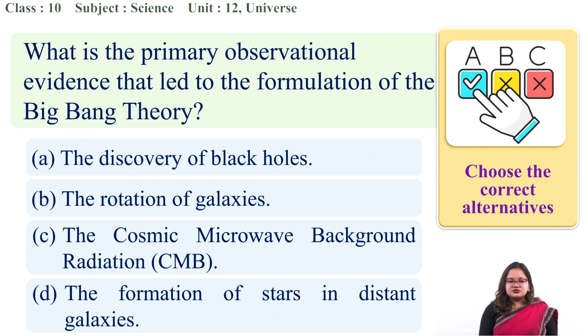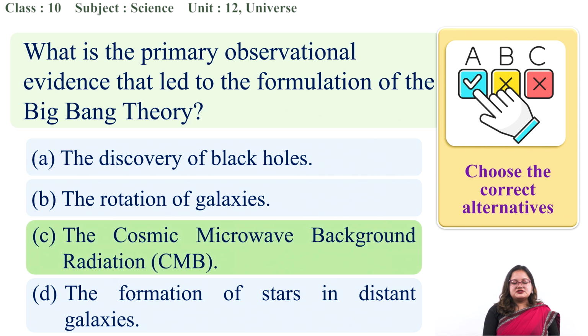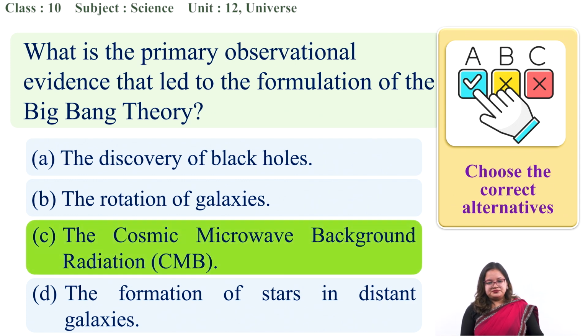Let's look at our next question. What is the primary observational evidence that led to the formation of the Big Bang theory? I think by looking at the options, you are already able to tell the correct answer. The correct answer is obviously option C, the cosmic microwave background radiation.